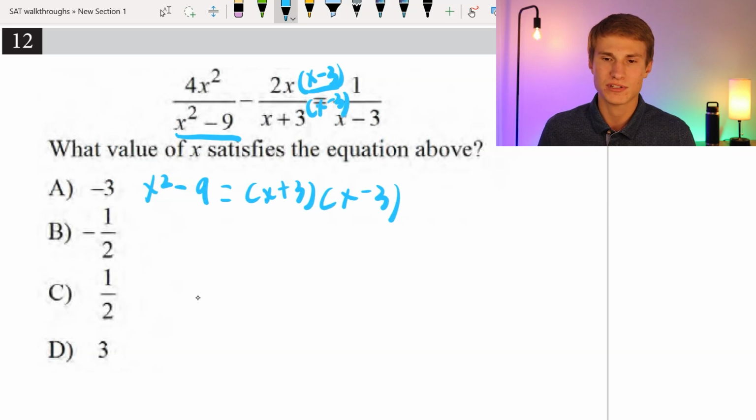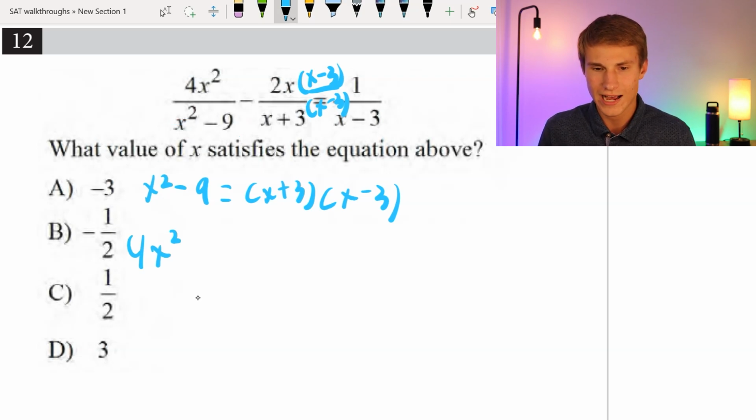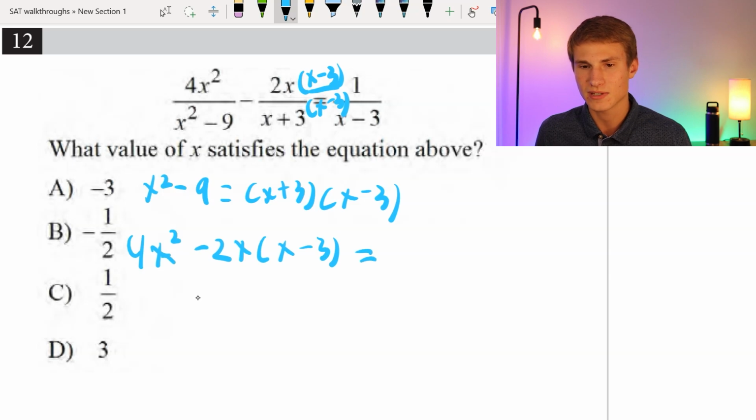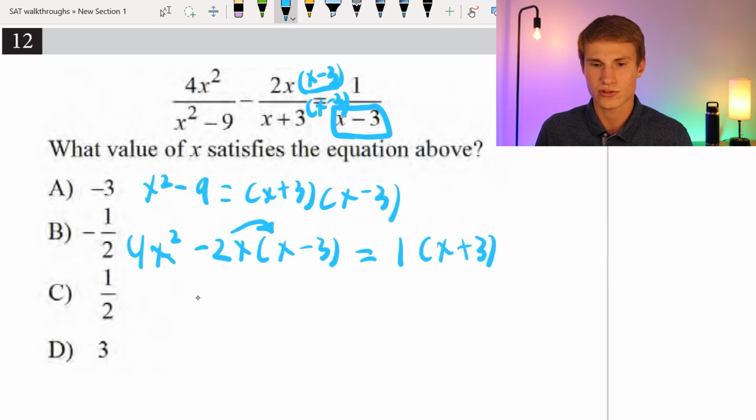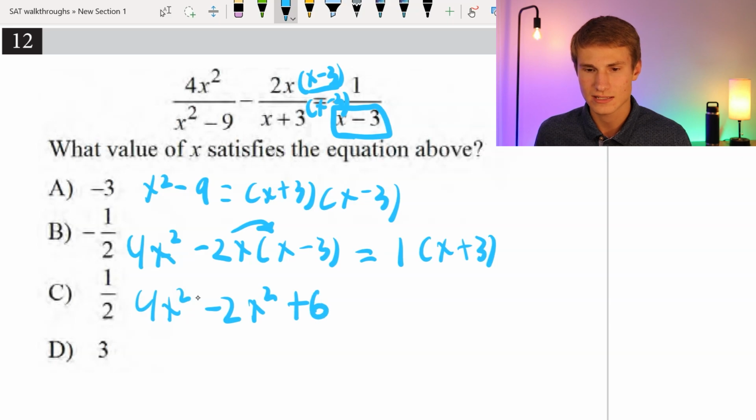When we do that, we're going to end up with 4x squared out front. And keep in mind, once we multiply everything through, we're not going to have to really deal with the denominators. So we're going to have 4x squared minus 2x times the quantity x minus 3, and that's set equal to 1, and we see that that's missing x plus 3 in its denominator, so 1 times x plus 3. Now from here, we're going to distribute our negative 2x. We're going to have 4x squared, and then minus 2x squared plus 6x is equal to x plus 3.